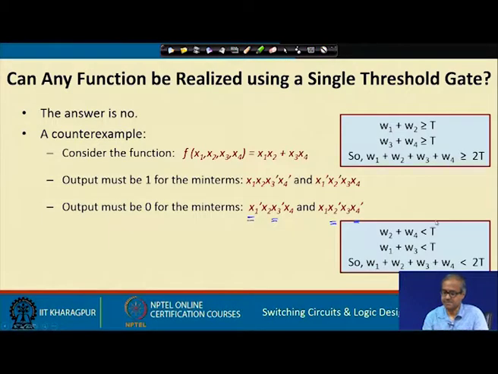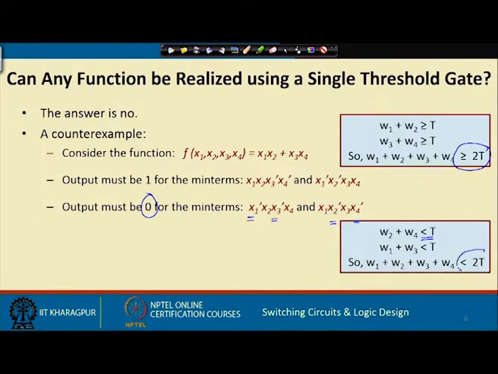If you take this, then you can arrive at conditions like this, because for this case your output is supposed to be 0. So, the weighted sum must be less than the threshold. For this case, because x2 and x4 are 1, W2 plus W4 must be less than t, and for the second case x1 and x3, W1 plus W3 must be less than t. So, if you add them up, you see their sum is less than twice t. So, you see you have arrived at a contradiction. On one side you are saying that the sum of the weights must be greater than or equal to 2t, on the other side you are saying it must be less than 2t.